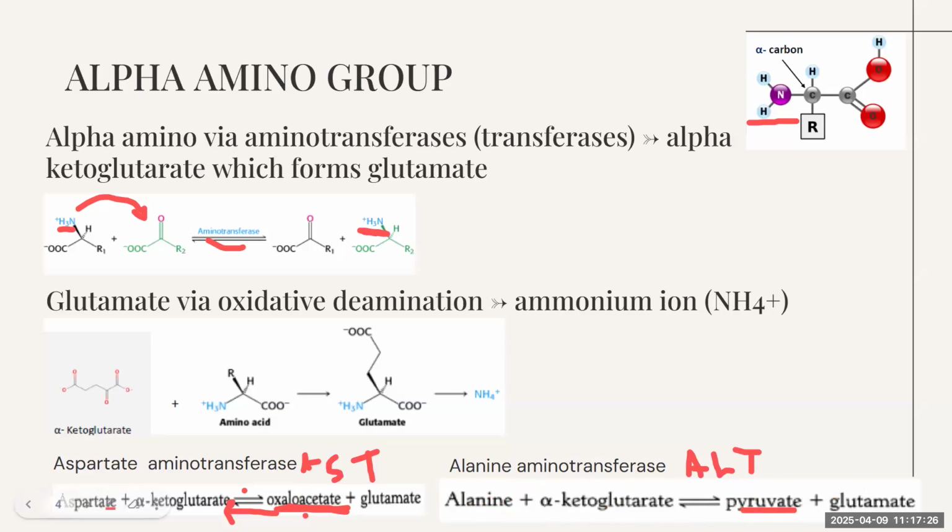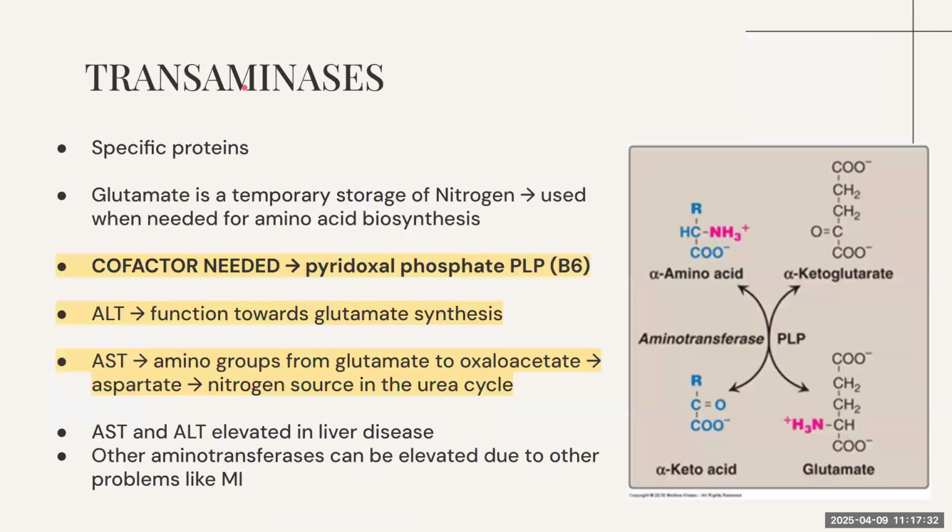So AST gives you oxaloacetate, ALT gives you pyruvate. We're gonna go into depth with this reaction in a second, okay? Transaminases are specific proteins. This is the first step, okay? They always result in glutamate. Glutamate is a temporary storage of nitrogen. That nitrogen can be used for amino acid biosynthesis, so the de novo, basically, okay?